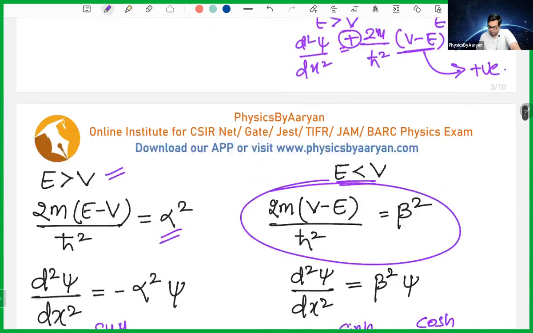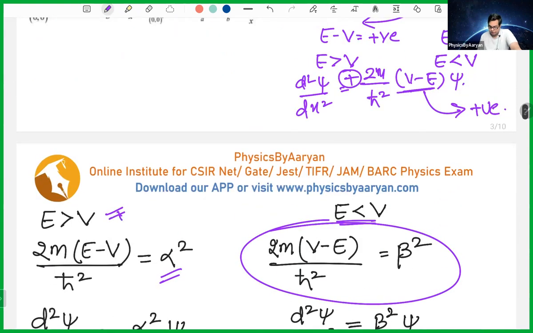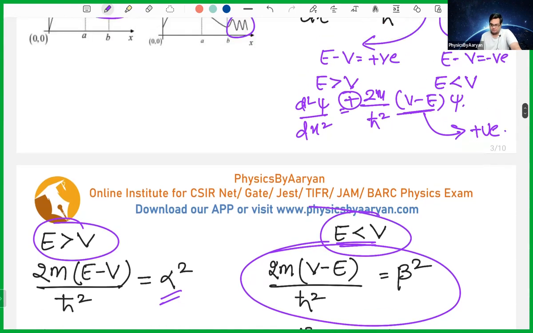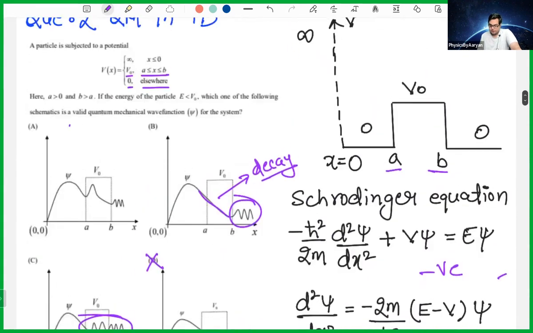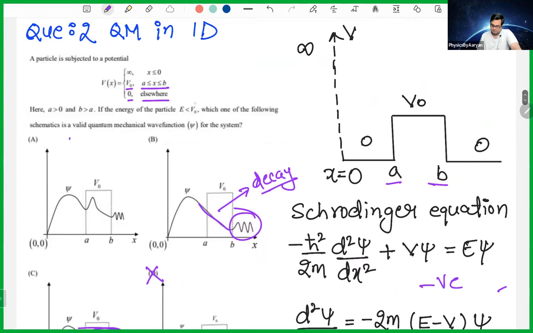So the two things that we learn: if our energy is greater than V, then we have a wave solution. But if our energy is less than V, then we have a decaying solution. And that is always fundamentally the true thing for quantum mechanics. Now let's see what is given to us. It is given that E is less than V. So if E is less than V, it means we should have a decaying solution. Where should we have a decaying solution? Here, because V only exists here. V is not anywhere else. So here we should have a decaying solution.